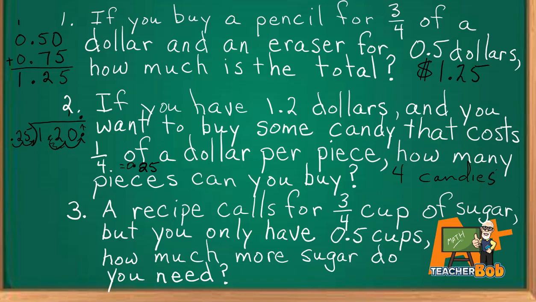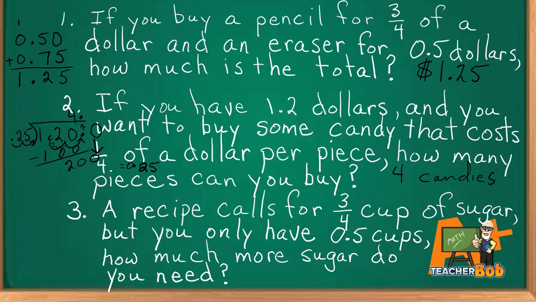Well, we know it goes in 4 times, and 4 times 25 is 100. We end up with 20 left over, and we can add a 0 to the right of a decimal if we want to continue dividing. We don't have to, but I want to show you how you can get an exact answer here. But regardless, all you're going to be able to buy is 4 candies. The store owner is not going to let you buy a part of the candy.